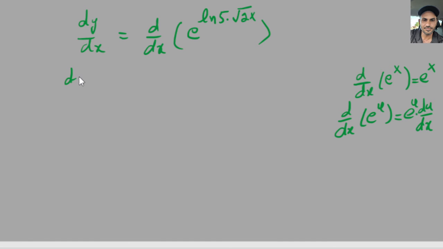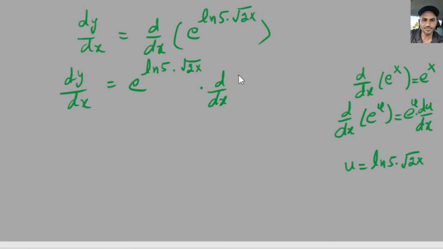So we get dy over dx equals, when we take the derivative of this, we get e to the u. So this is our u equals ln of 5 times the square root of 2x. Okay, so we get e to the u, e to the ln of 5 times the square root of 2x, times the derivative of u, which would be d over dx of ln of 5 times the square root of 2x.